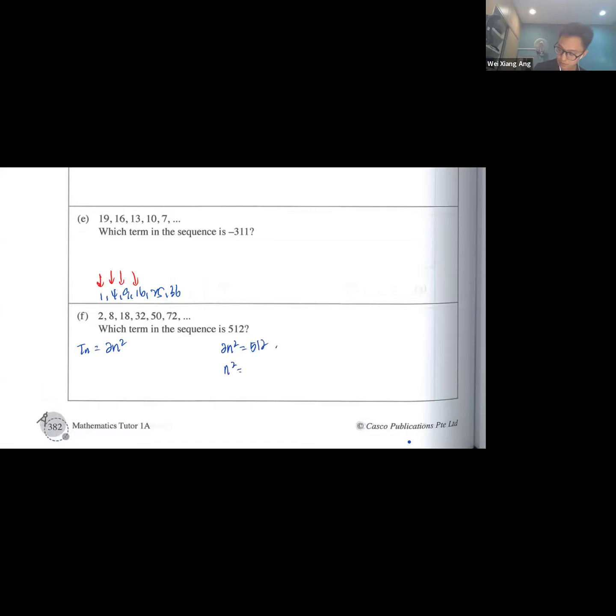Okay. Then 2n squared equals this one. To find n, we divide by 2, then it is 156. Okay, then to find n, you square root both sides. So n is 14. 16.